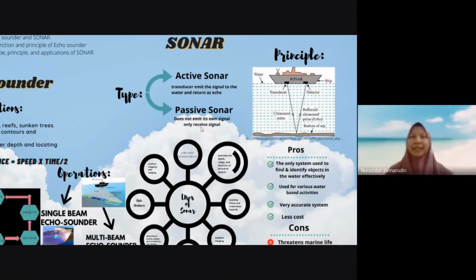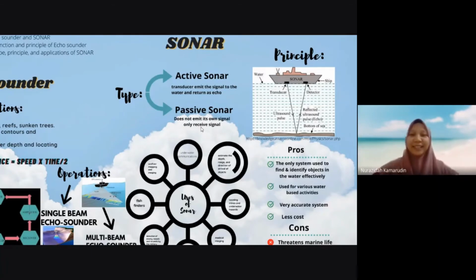Next, the passive sonar is mainly used for military purposes. The military vessel will not emit a signal, but it will only detect the noise from outside objects such as submarines, ships and also marine animals. The advantage of the passive sonar for the military vessel is that the vessel can quietly listen to the ocean without being detected for the mission.